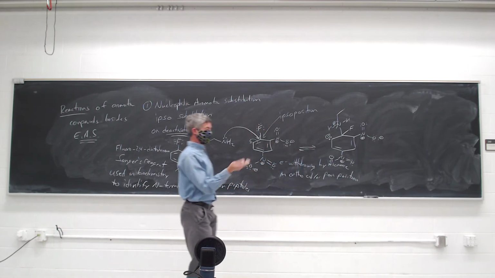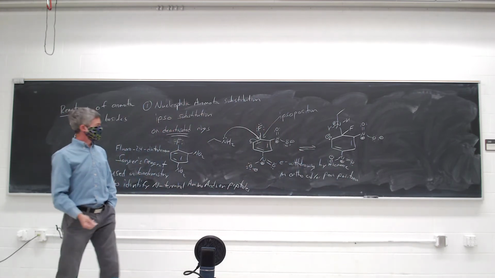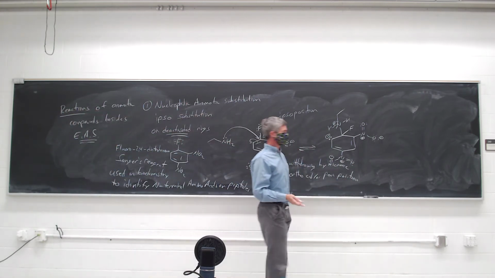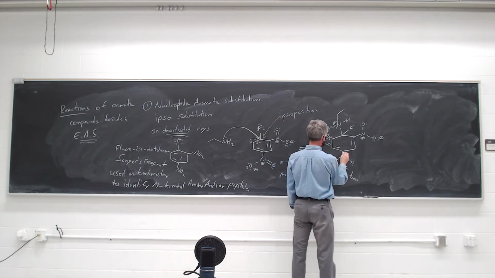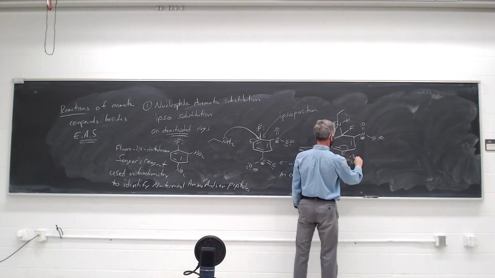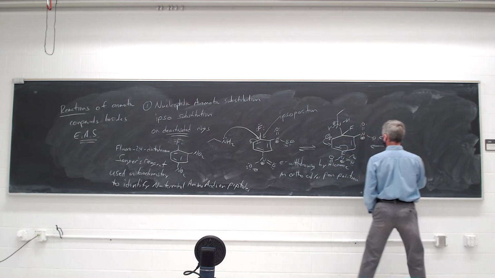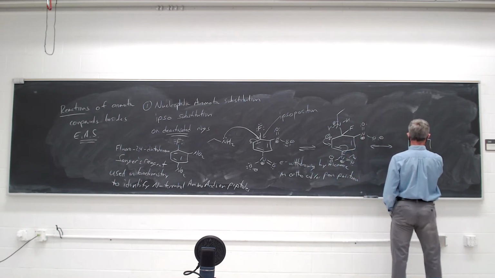So the question is, why is that negative charge in the ring so good? And the answer is because I can put it out on oxygen. So I can actually draw a resonance structure for this that puts that charge all the way out onto the nitro group.